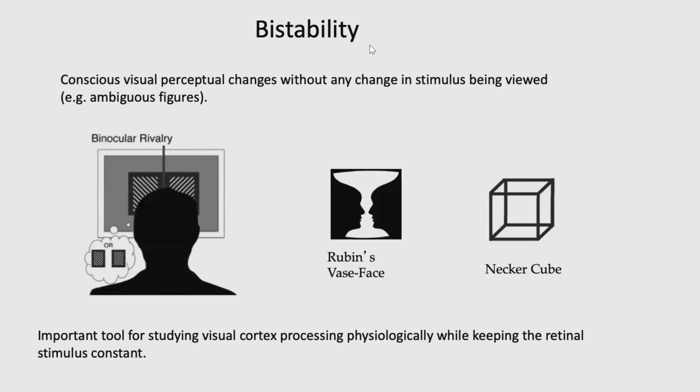So binocular rivalry is a prime example of bistability, where conscious visual perception changes without any change in the retinal image. And so this is quite attractive for studies of physiology of the brain, so that we can monitor the intrinsic functions of cerebral cortex while the early stimulus never changes.